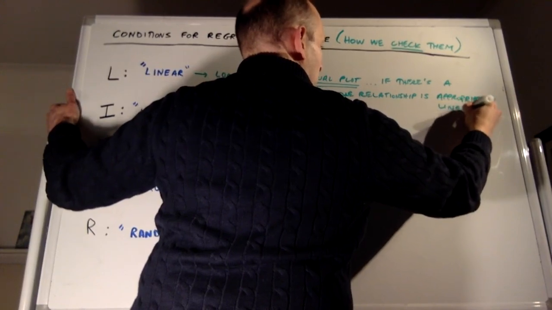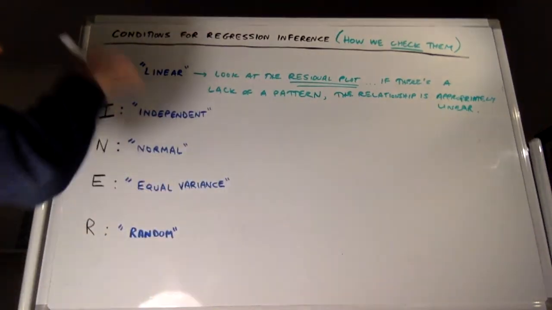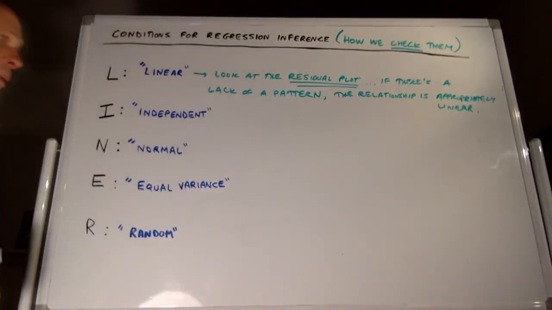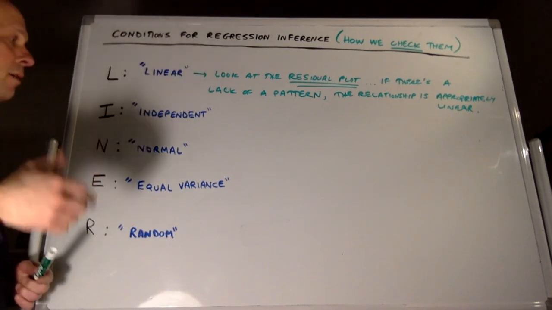Or a linear relationship is appropriate, right? So that's what we're looking for. That's how we check that condition. We look at the residual plot, looking for a lack of a pattern.